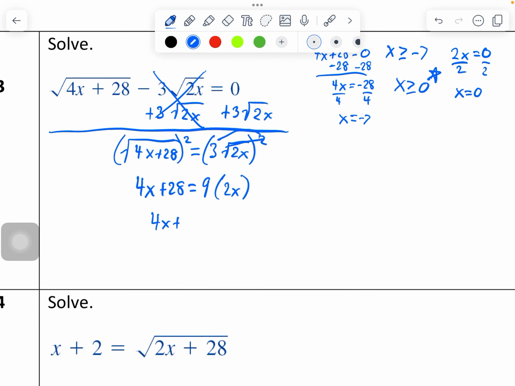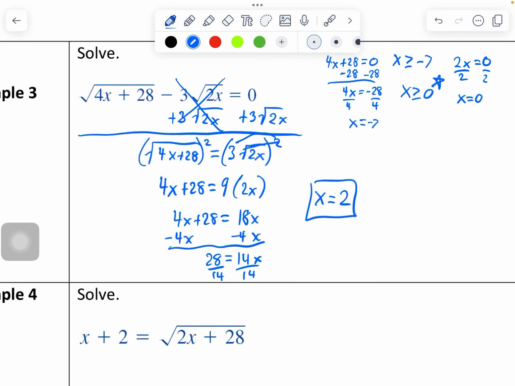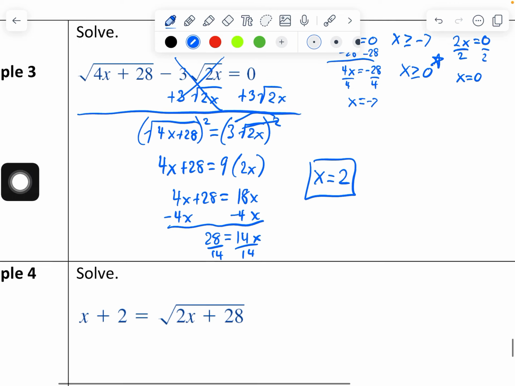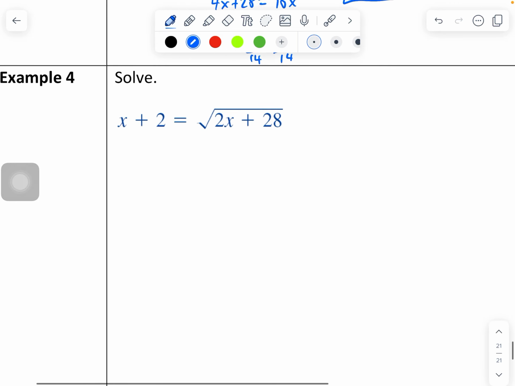So now, by simplifying, I'm going to get 18x. I'm going to subtract 4x. It looks like this one's going to work out really nicely. I get 28 equal to 14x, divide by 14, and x is equal to 2. So that is a good solution. It works for both. It meets the domain criteria in both of them, because it's greater than 0 and negative 7. Okay, now let's try this one.